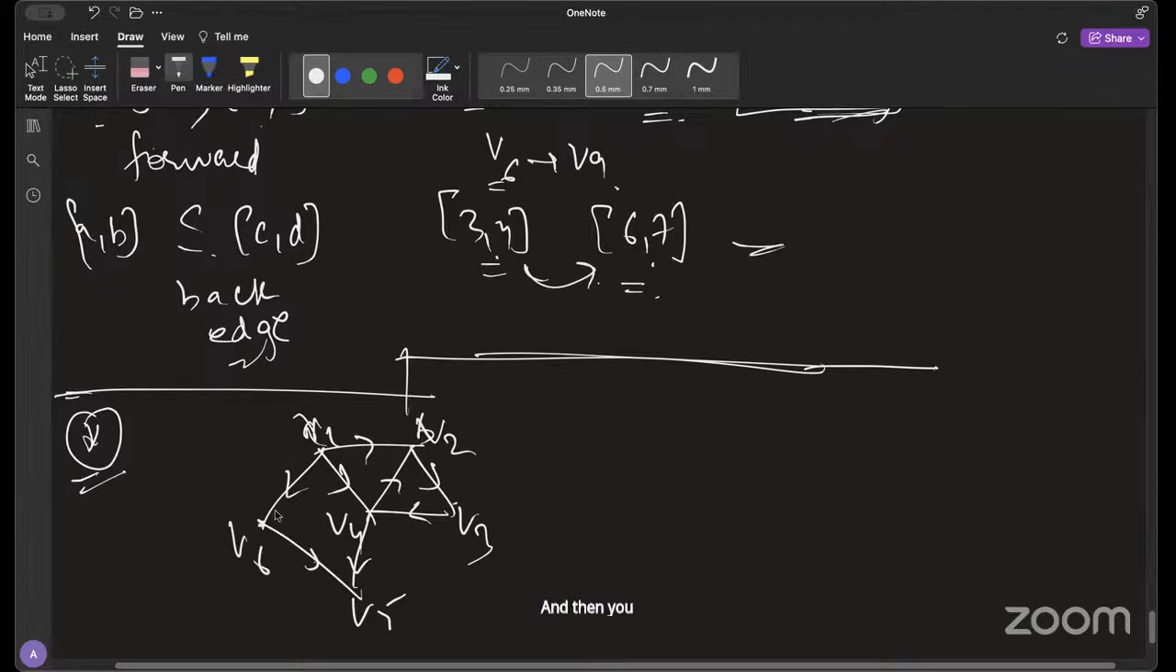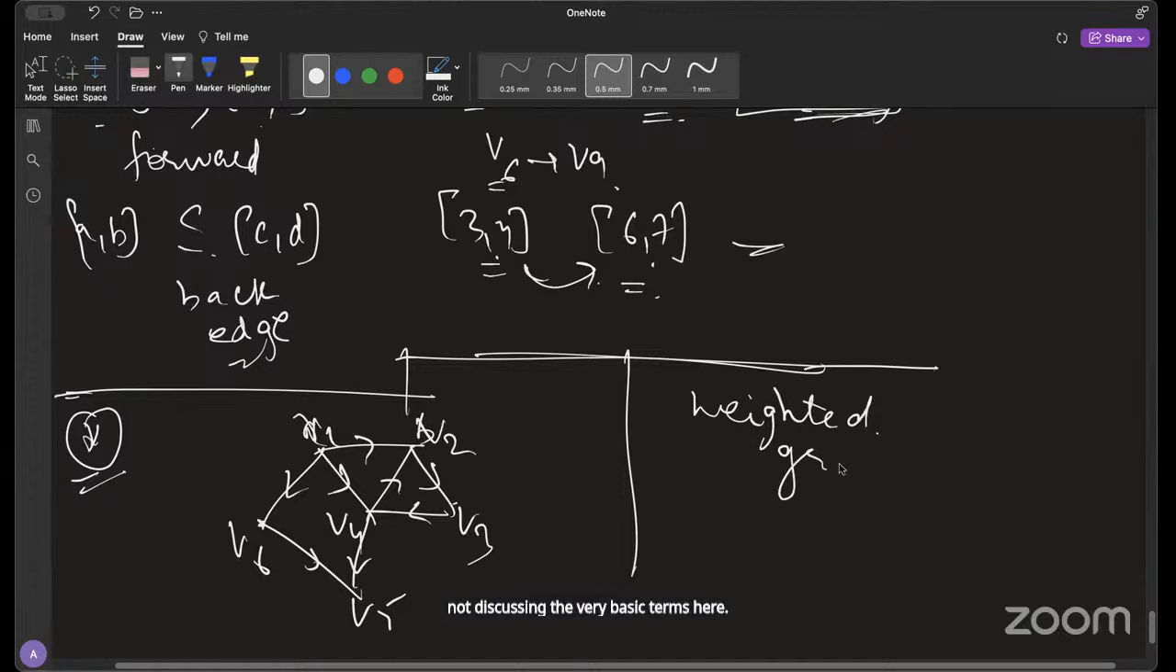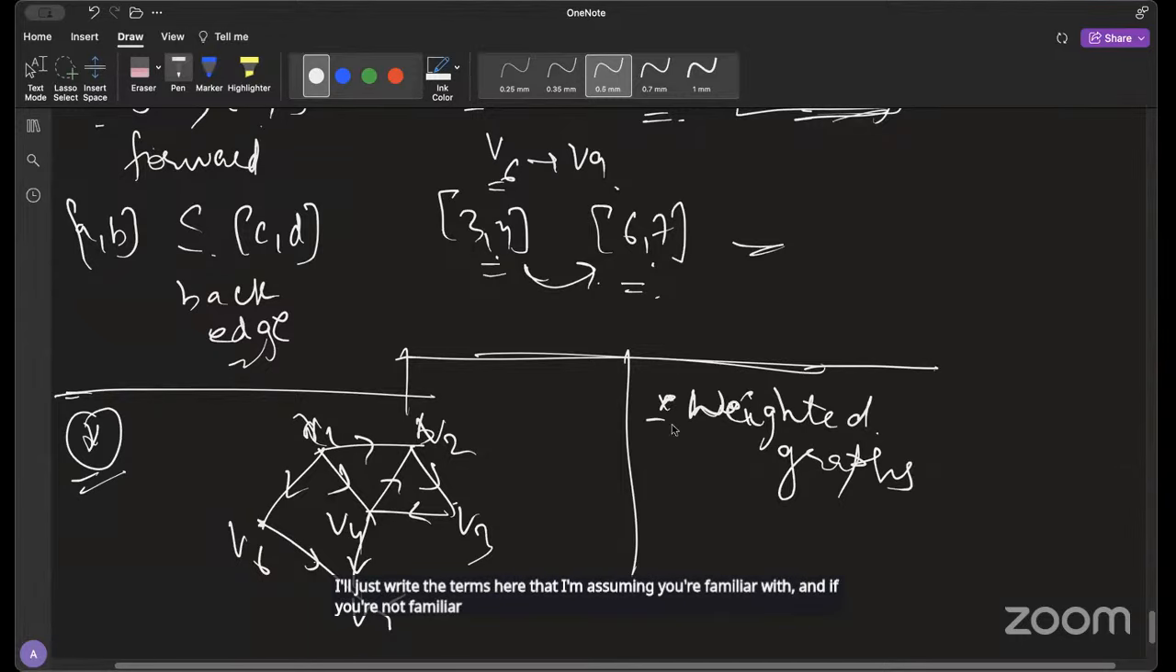And then you have weights here. So I hope everyone's familiar with weighted graphs. I'm not discussing the very basic terms here. I'll just write the terms here that I'm assuming you're familiar with. And if you're not familiar with the terms, you can just tell me.